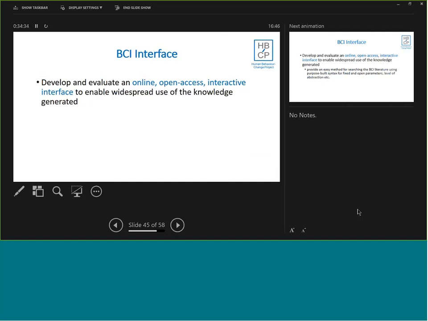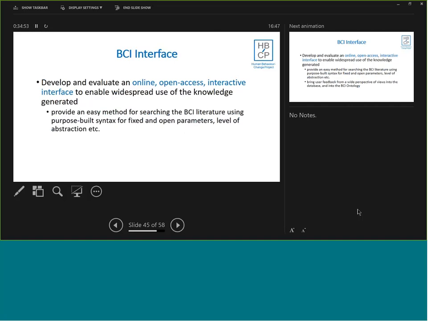Okay, I mentioned that an important part of what we're doing is building an interface. This will be an online, open access, interactive interface to enable widespread use of the knowledge generated, because this is very much to be useful to solve real-world problems. The aim is for it to be an easy method for searching the behaviour change intervention literature using purpose-built syntax for fixed and open parameters, level of abstraction, etc. So going back to that big question I posed at the beginning, for some questions, there may be particular populations, for example, that are wanted. For others, it may be left open. So it's up to the user to decide what parameters they fix and what they leave open, and also what level of abstraction to use in their queries.